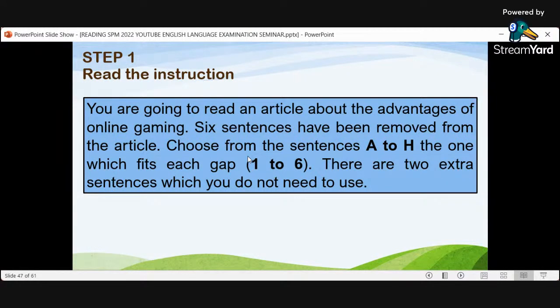6 sentences have been removed from the article. So choose from the sentences A to H, which is 8 sentences there, the one which fits each gap 1 to 6. There are 2 extra sentences which you do not need to use. These 2 sentences are there to distract you from choosing the correct answer. So be very careful, right? Okay.